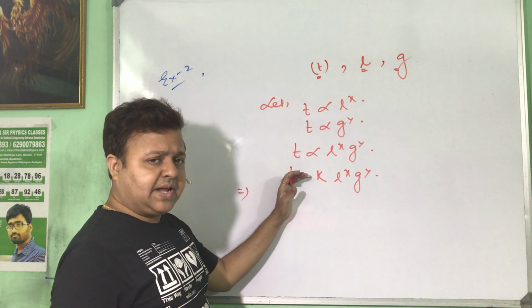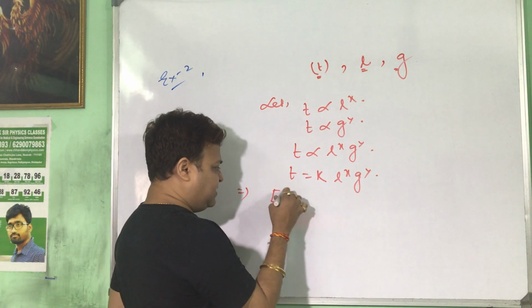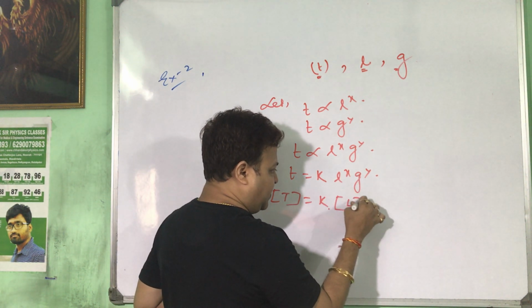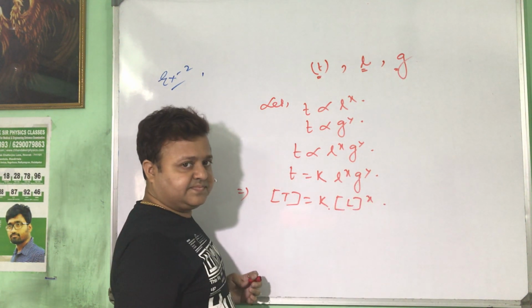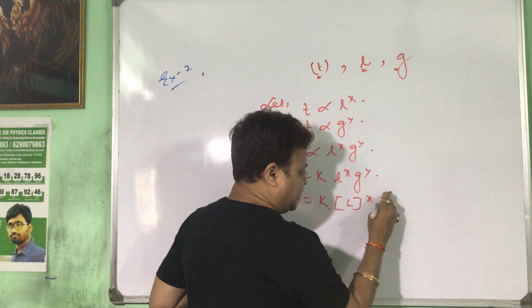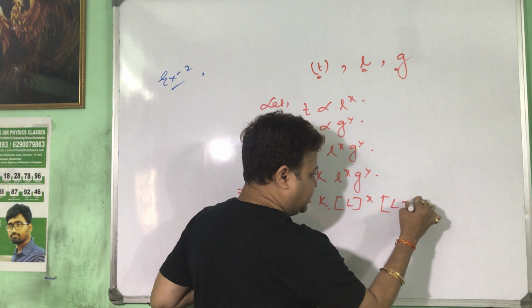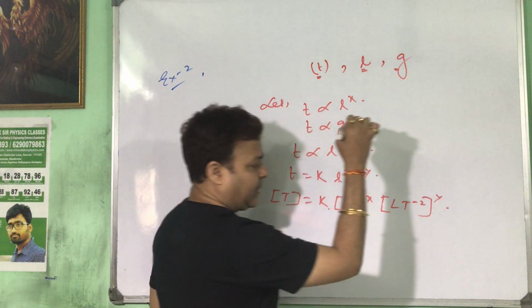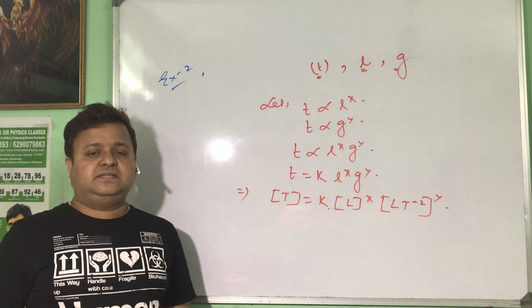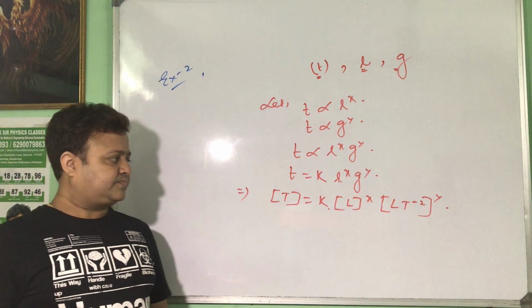And what is the dimension of time period? That is T only, equal to K into L to the power x, this is L to the power x. What is the dimension of acceleration due to gravity? That is the dimension of acceleration.